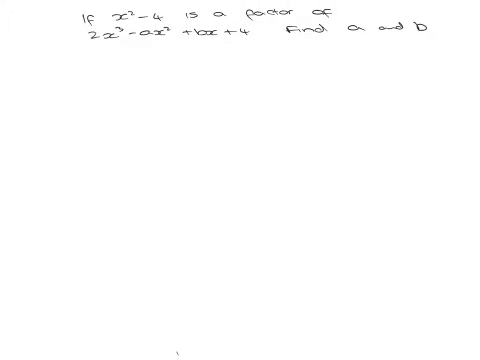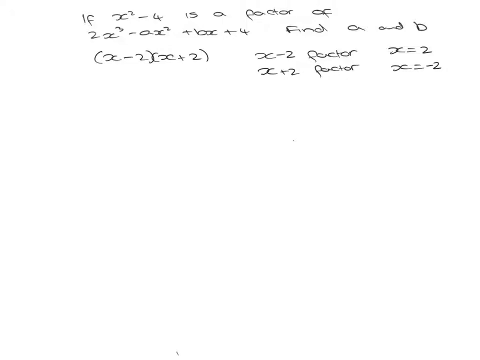The last type of question you could get is if x squared minus 4 is a factor of 2x cubed minus ax squared plus bx plus 4, find a and b. Now if x squared minus 4 is a factor, because we can factorize x squared minus 4 to x minus 2 times x plus 2 using difference of two squares, then we know that x minus 2 is a factor, in which case we can substitute in x equals 2 and you'll get 0. And x plus 2 is a factor, in which case we can substitute in x equals negative 2 and get 0.